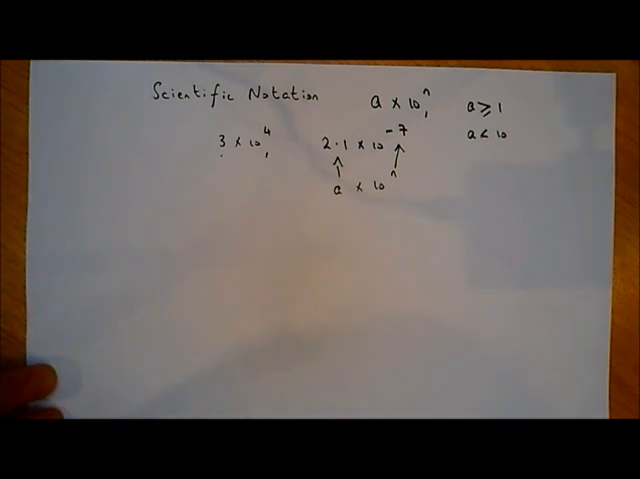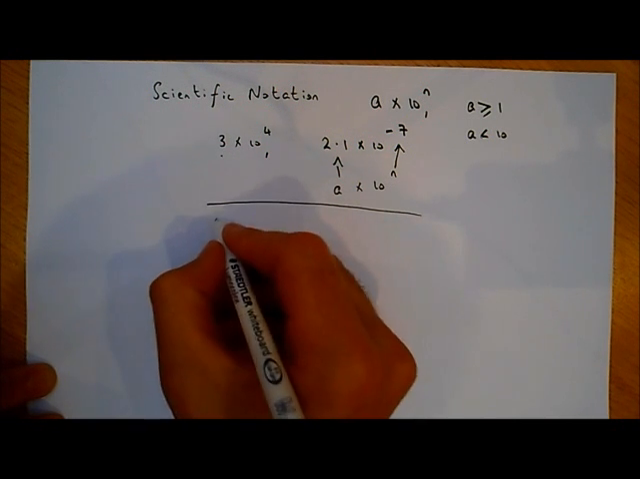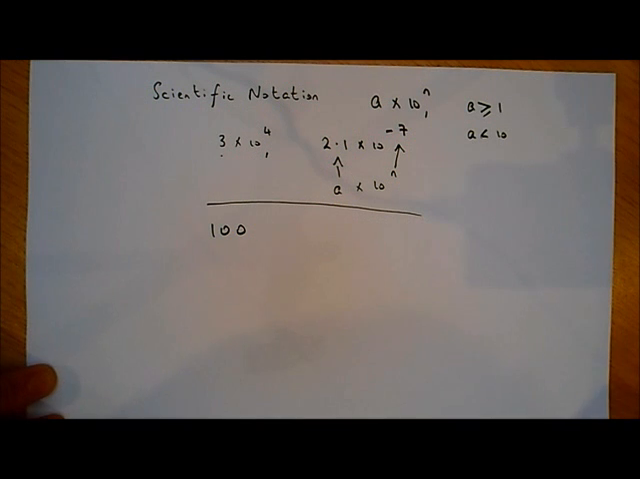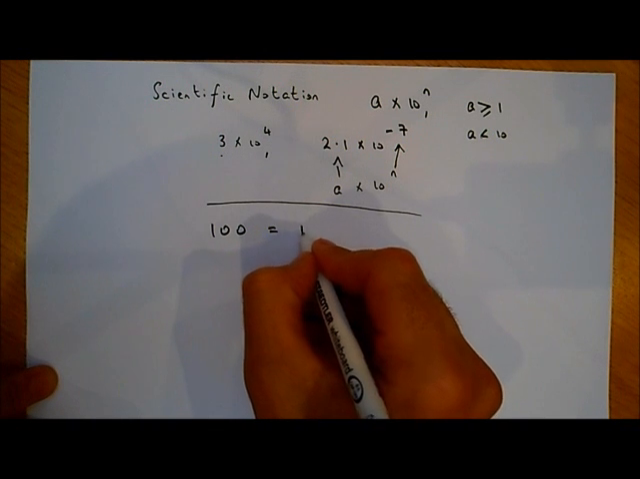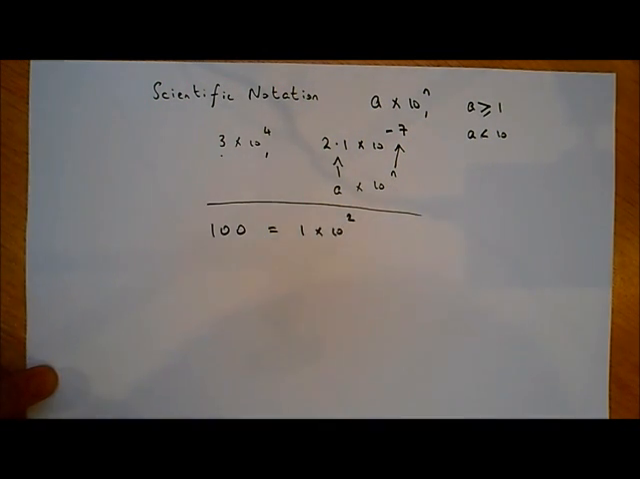So how do you put a number in scientific notation? Let's look at a few examples. Say I have a number like 100. The number 100 in scientific notation is 1 multiplied by 10 to the power of 2.